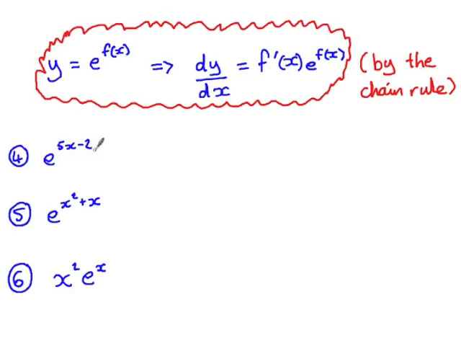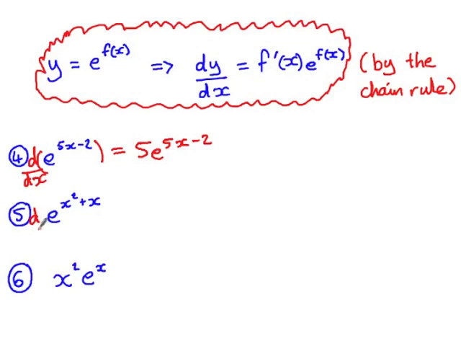So here we've got e to the power of 5x take 2. When we differentiate that with respect to x, because f of x is 5x take 2, f dash of x is 5, and then it's e to the power of the original function.